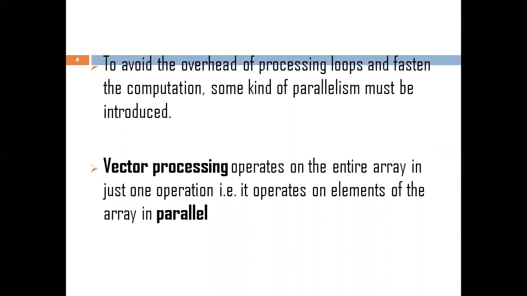The general purpose computer would use loops to operate on an array of integer or floating point numbers. But for large arrays, using a loop would cause overhead to the processor. To avoid the overhead, vector processing operates on the entire array in just one operation. That is, it operates on elements of the array in parallel. But vector processing is possible only if the operations performed in parallel are independent.